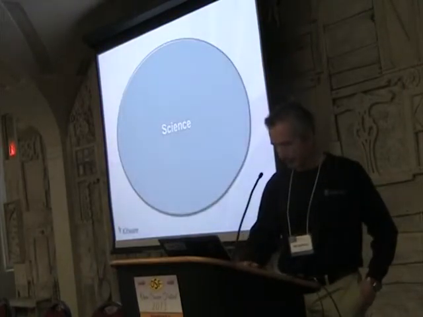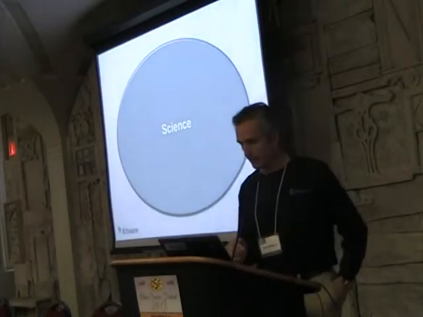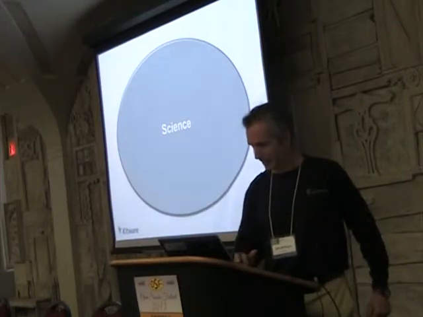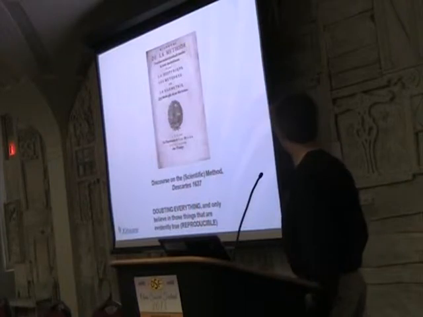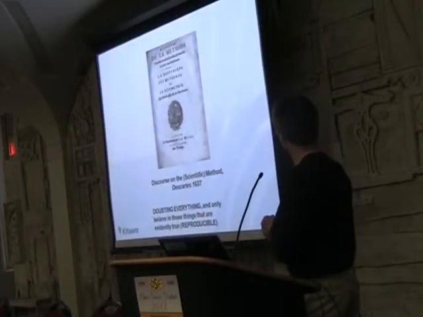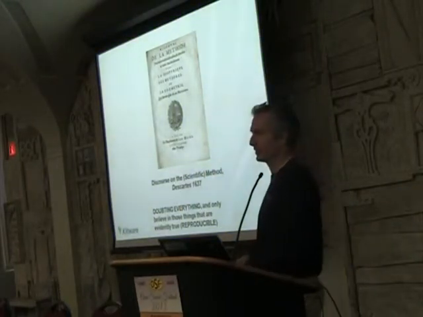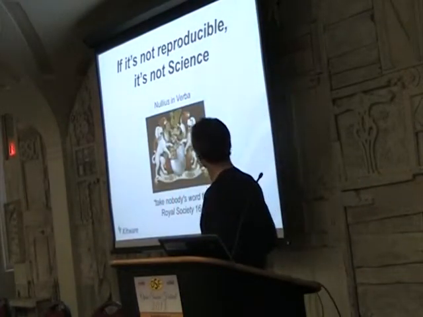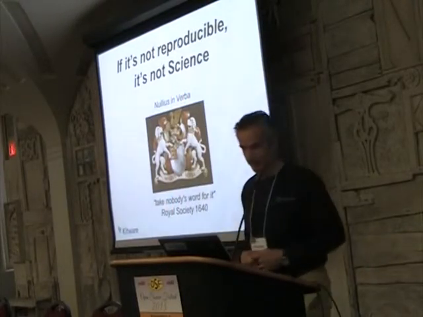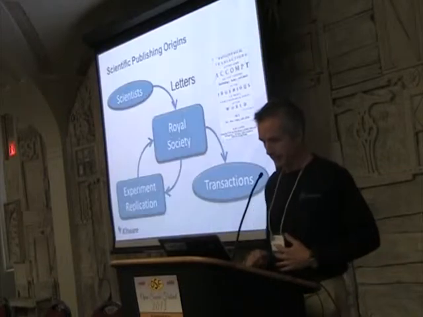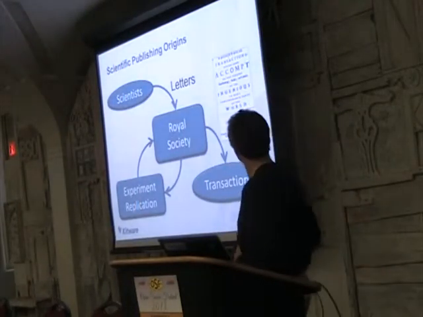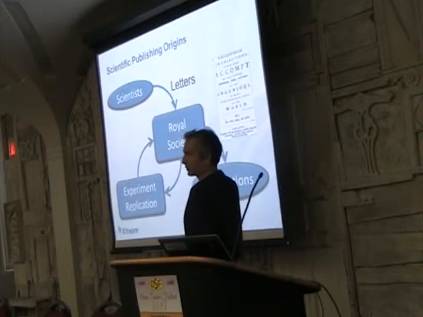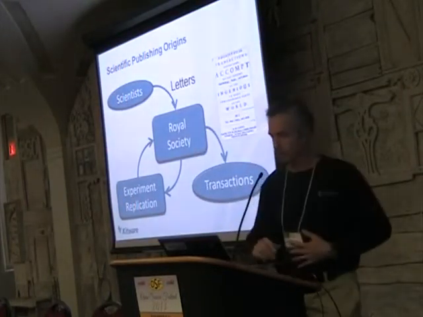I'll move on. So what I'm here to talk about really is science. You know, that big scary thing, science. So going back, 1630s, the scientific method, basically doubt everything and believe in things that are evidently true. Reproducibility. The Royal Society, if it's not reproducible, it's not science. So how did this work? The scientists would write their letters, send them to the Royal Society, people would experiment, reproduce. Once it was reproducible, they could create a transaction, they could publish this, it would go around the world.